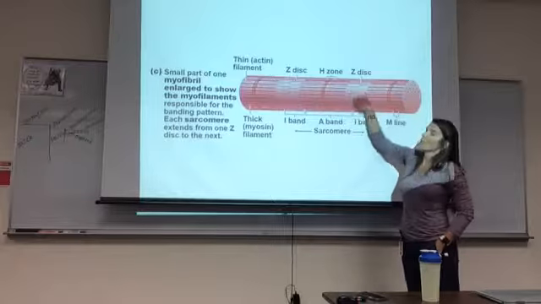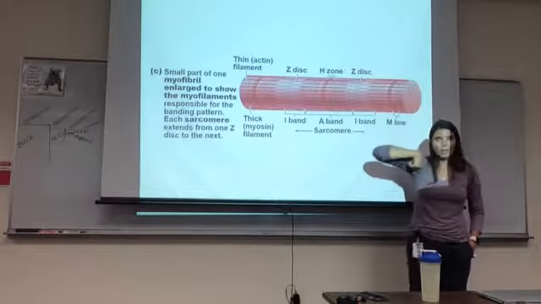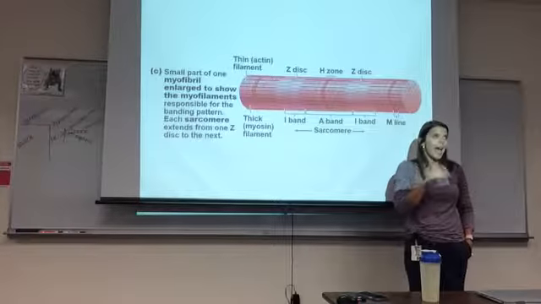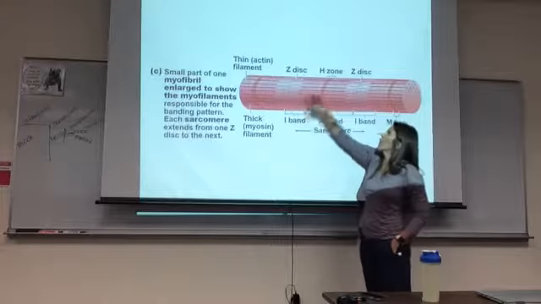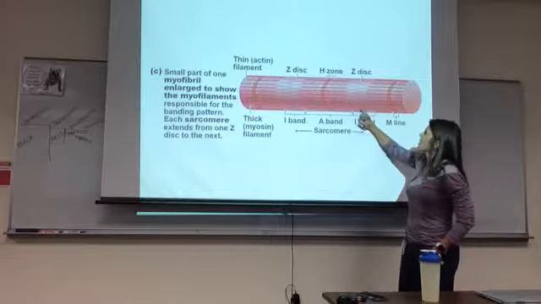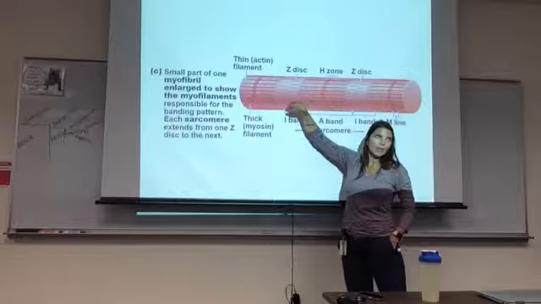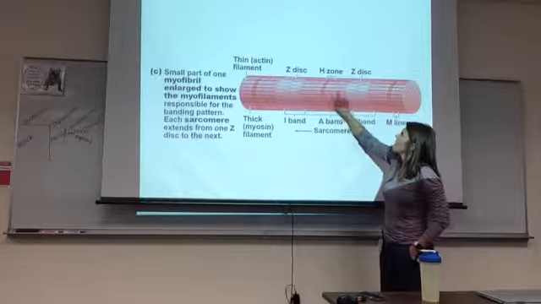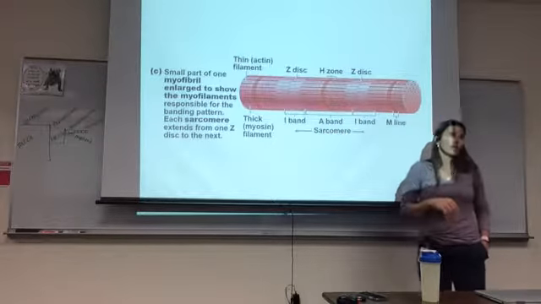Here in blue are our thin filaments. They're made of the protein actin. You can see that the thin filaments are anchored to the Z-line. In the dark red are our thick filaments made of the protein myosin.